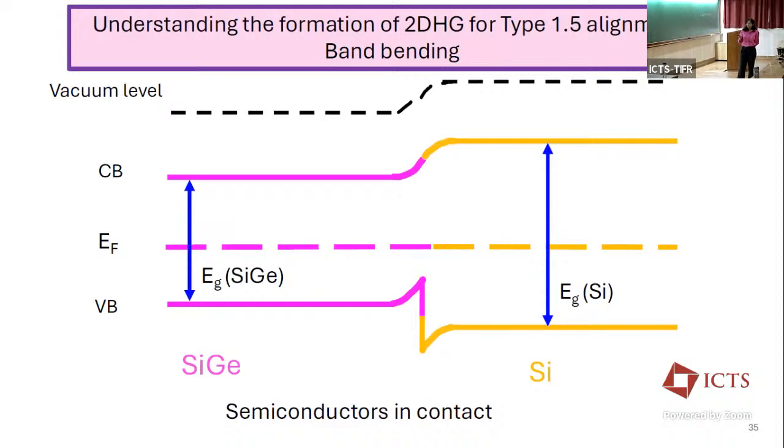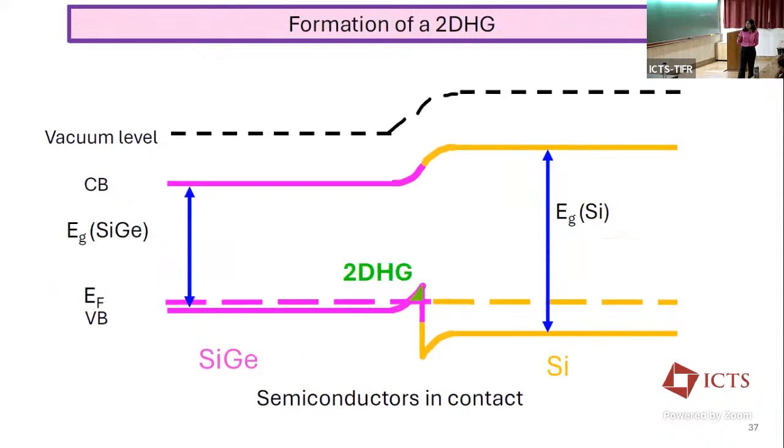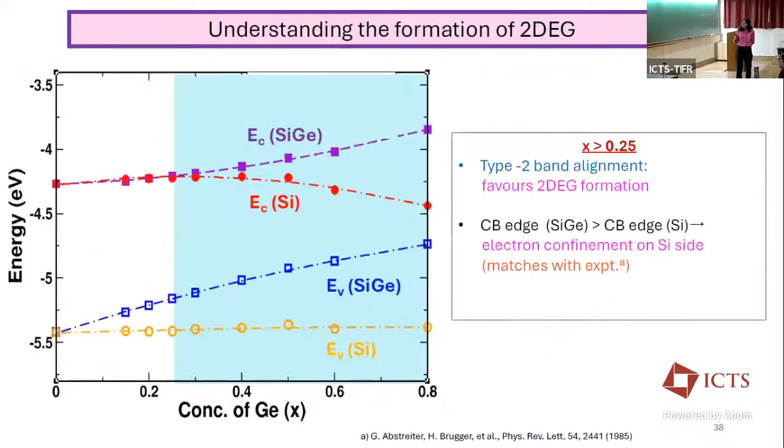They bend in such a way, and suppose I put a dopant in silicon germanium here, then we know a p-type dopant will move the Fermi level down towards the valence band. So the matched Fermi level will lie here, and then you get a 2D hole gas in the system. So this is how we explained it.